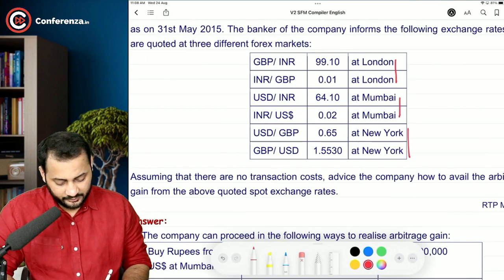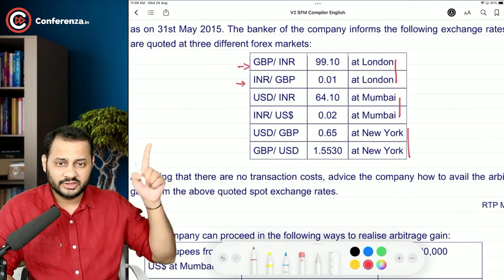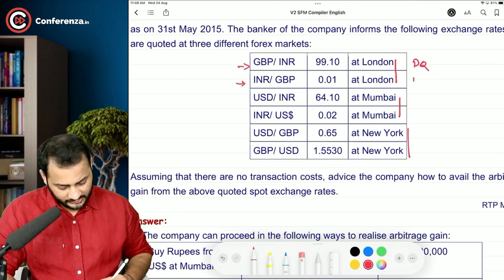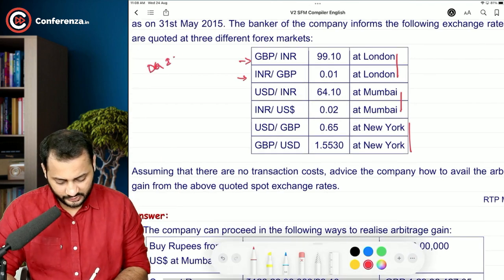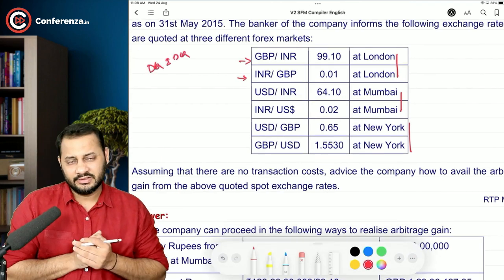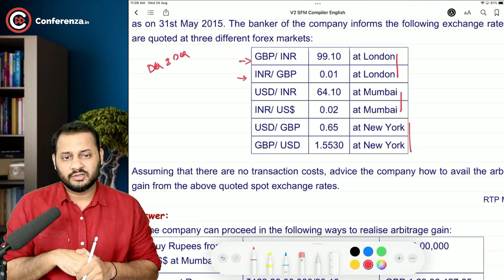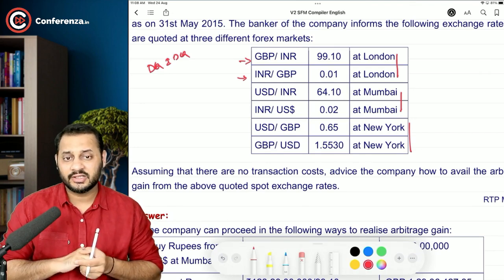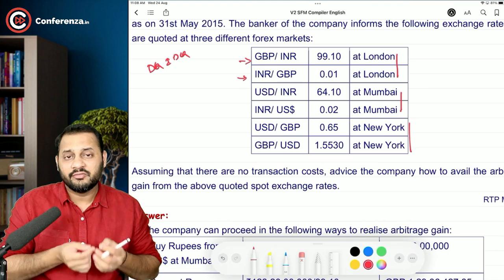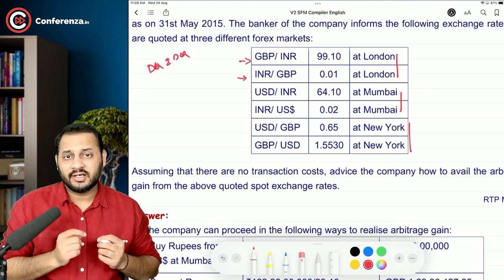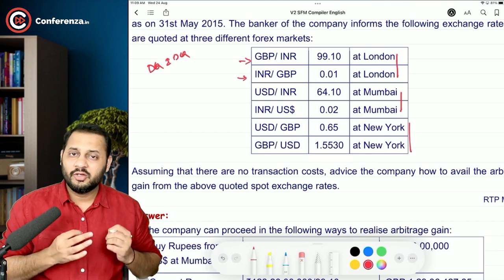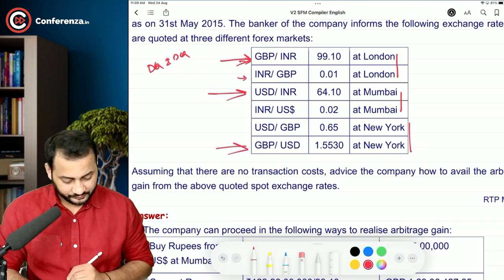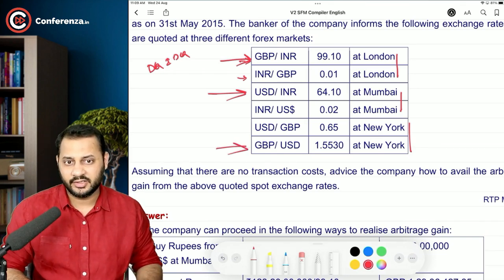And one quote is GBP INR, another one is INR GBP, USD INR, INR USD, USD GBP, GBP USD. So one is direct quote, another one is indirect quote. Okay. I don't know why the institute has given it like this, but they have created a confusion in the minds of the students about which rates to pick, because when you convert a direct quote to indirect quote, there arises rounding differences. And looking at the answer, the institute has taken only direct rates. That's it. These three rates have been taken by the institute.